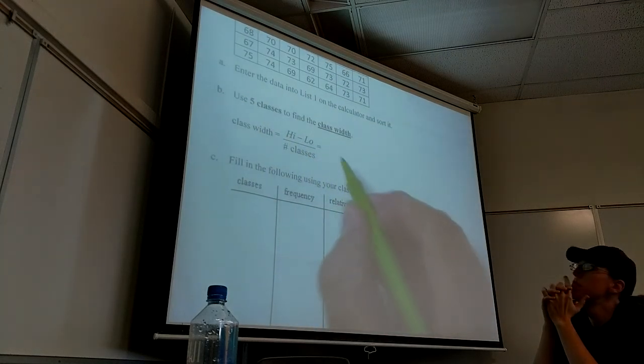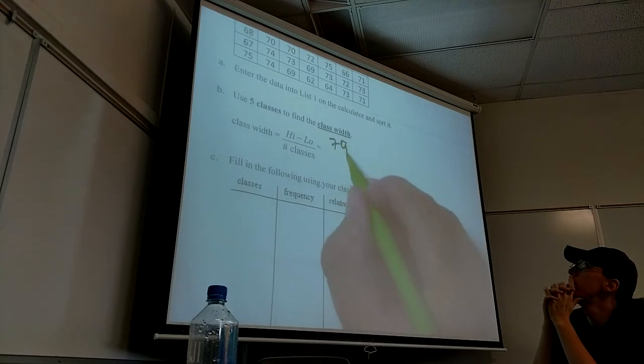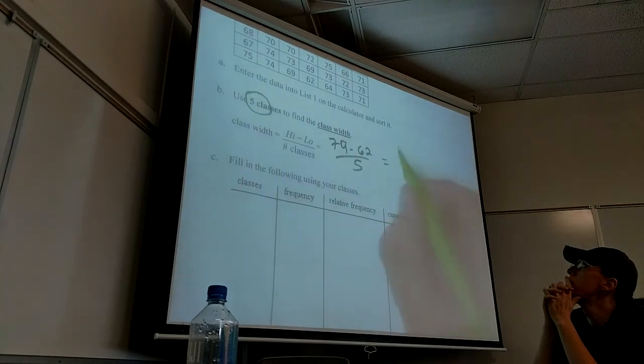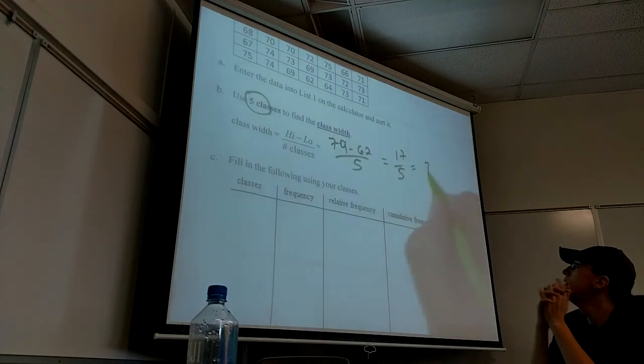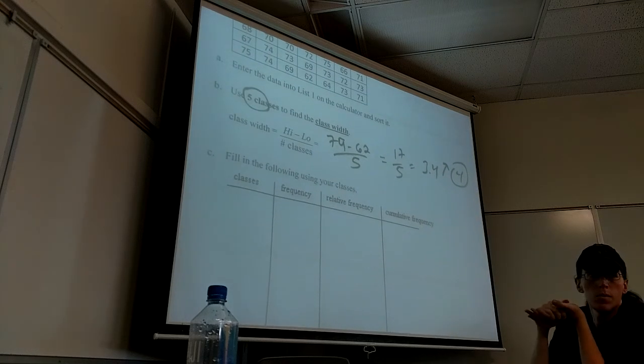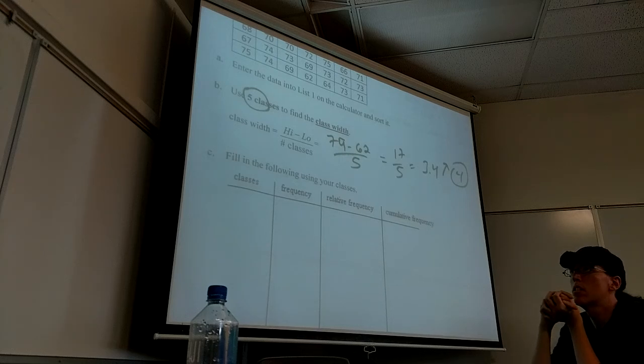The class width, what was it? 79 minus 62. And I said to use 5 classes. So 17 divided by 5 will be 3.4, which you round up to 4. Now, if you're doing it this way, it's kind of hidden a bit. Notice once I bring in the boundaries, then you can see the true width of the class. That's why this is always one less than you would think.